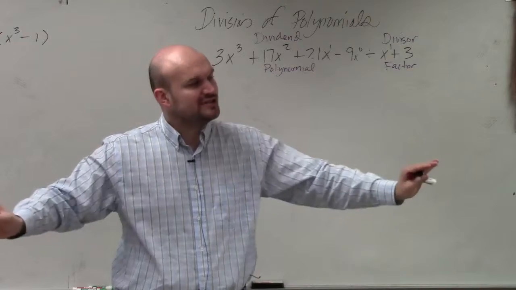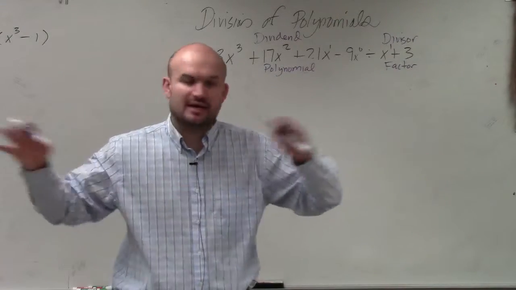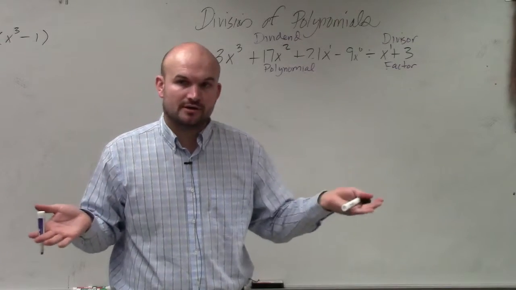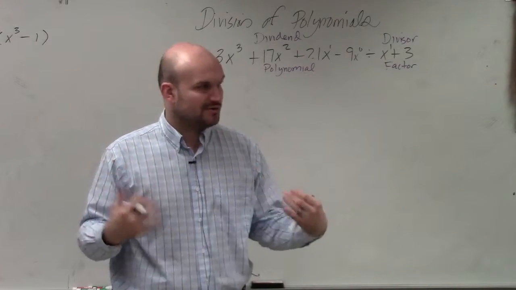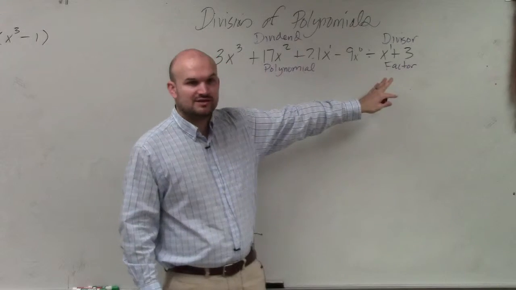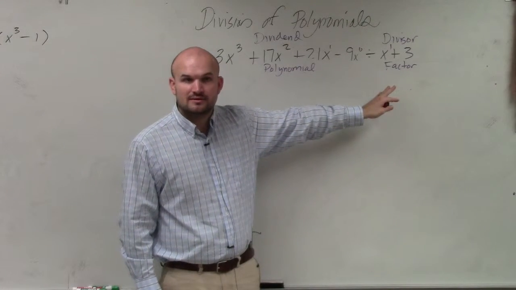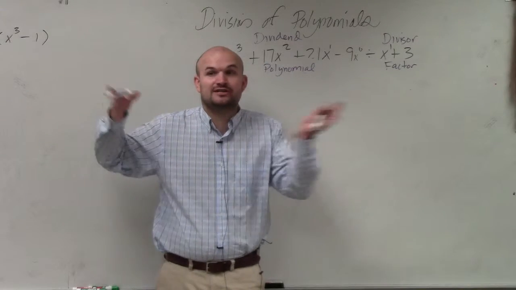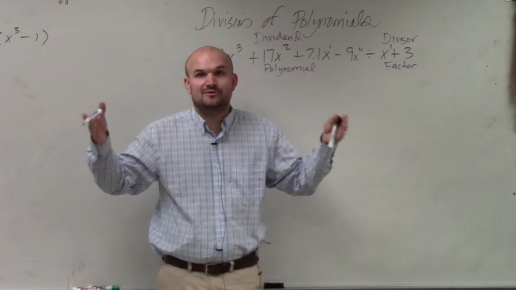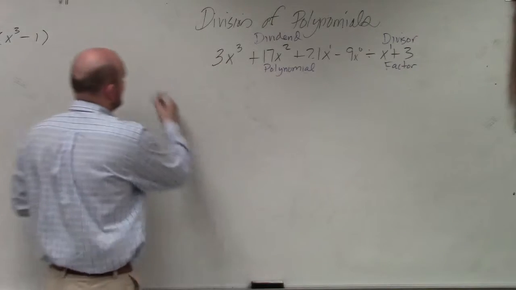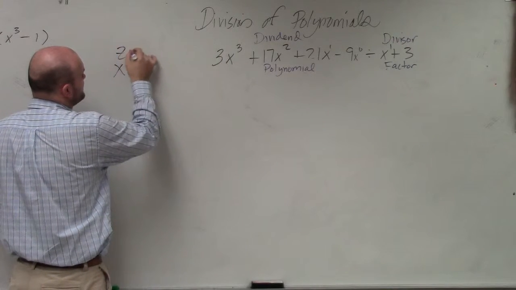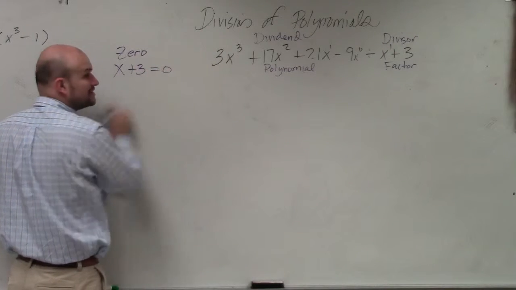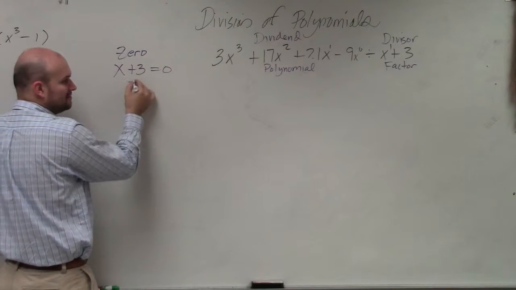Now, for long division, we use the factors and the polynomial. For synthetic division, we're not going to use the factor any longer. We're now going to use the zeros. So if we know what the factor is, can we find out what the zero is? Yes, if you remember what I showed at the beginning of class, all we need to do to go from a factor to a zero is set your factor equal to 0. So to find the zero, you just take your factor and set it equal to 0. This is pretty easy, right?